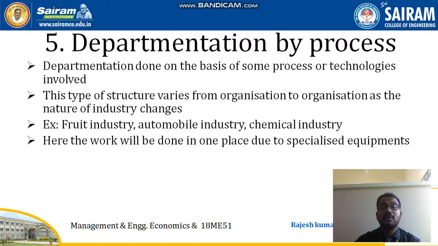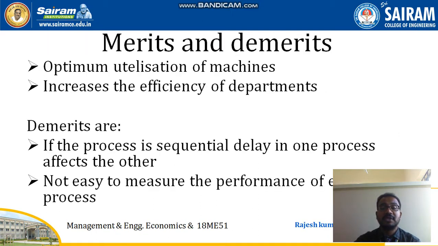not conveyed the problem. And the fifth one, departmentation by process, which is nothing but departmentation done on the basis of some process or technologies involved. This type of structure varies from organization to organization as the nature of industry changes. Example, fruit industry, automobile industry, chemical industry. Here the work will be done in one place due to specialized equipment.